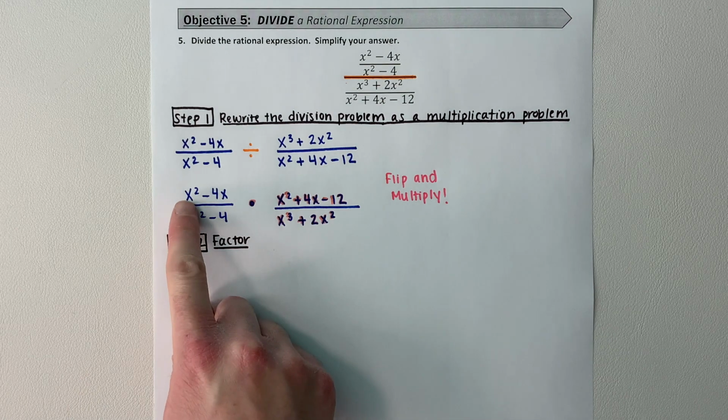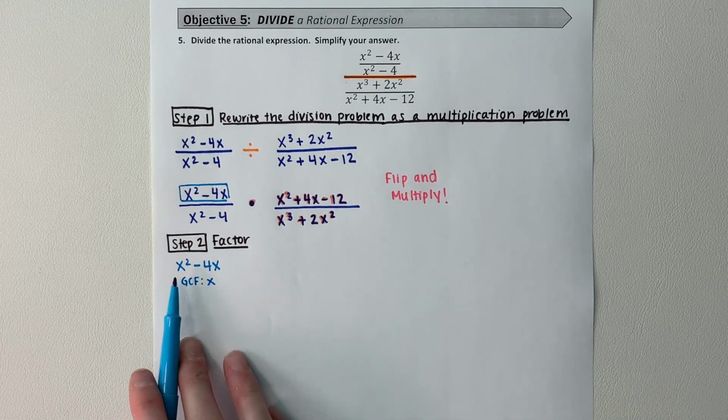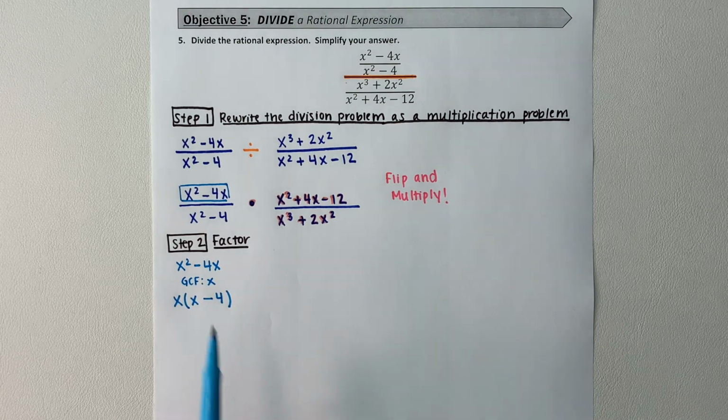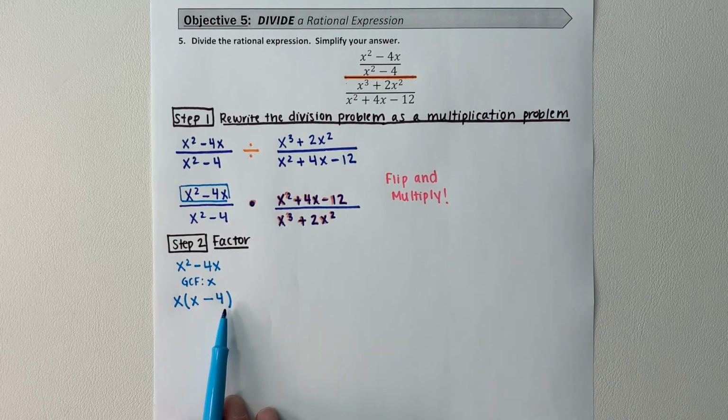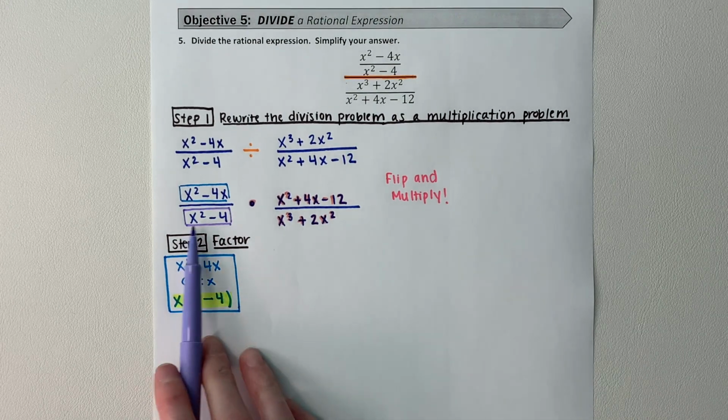So let's start by factoring this numerator. Whenever you're factoring, the first step is always to check for a greatest common factor. The greatest common factor here is x. So let's factor out the x. Now, this expression cannot be factored any further. So we've factored this numerator as much as we can. Next, let's factor this denominator.